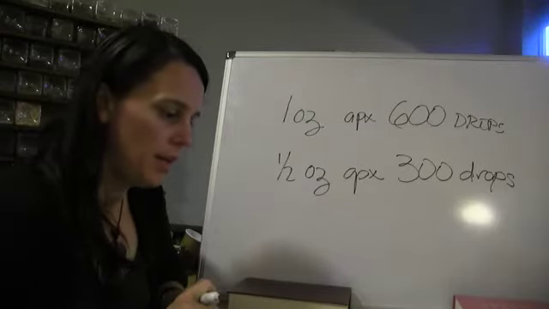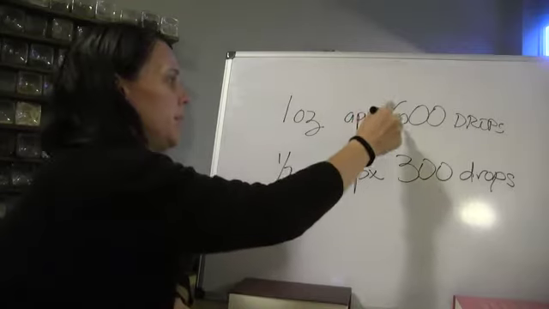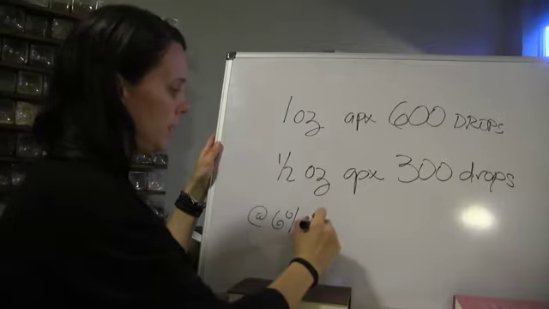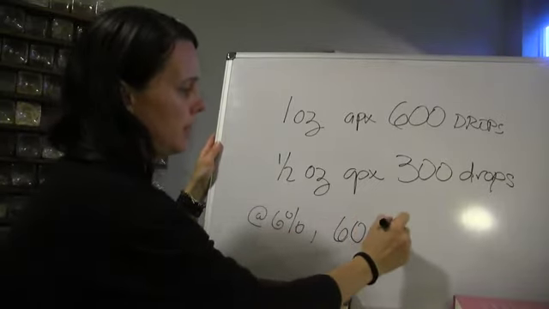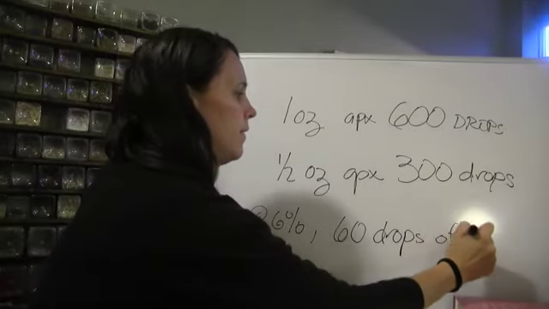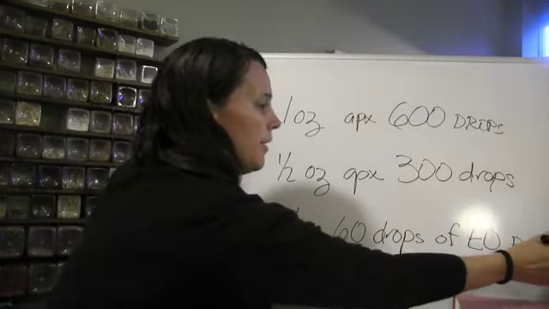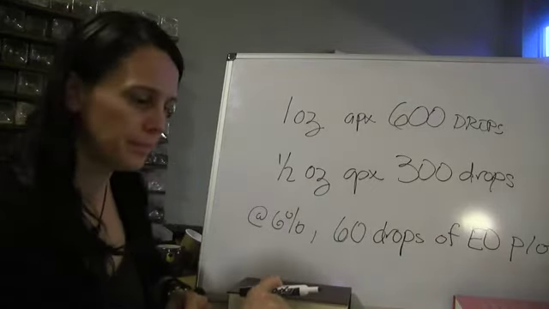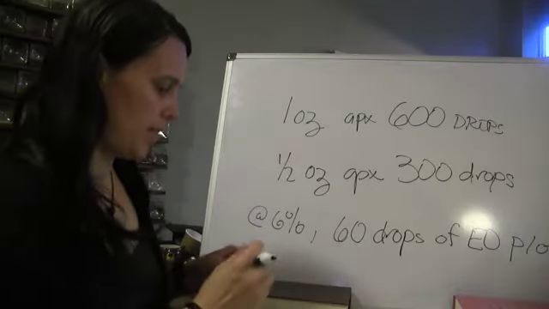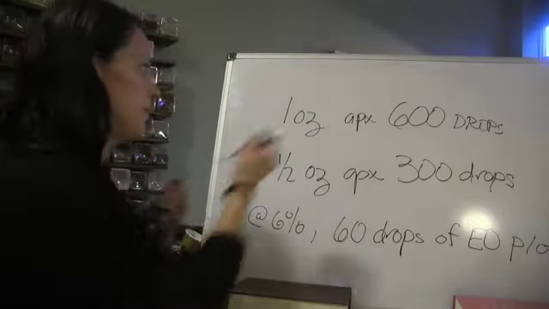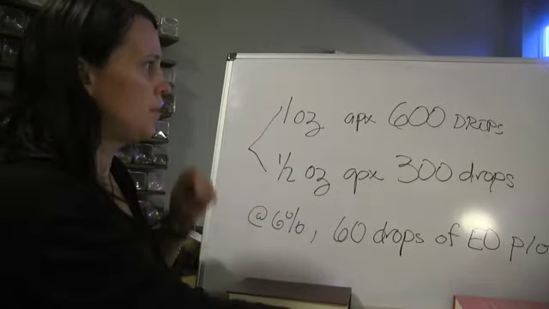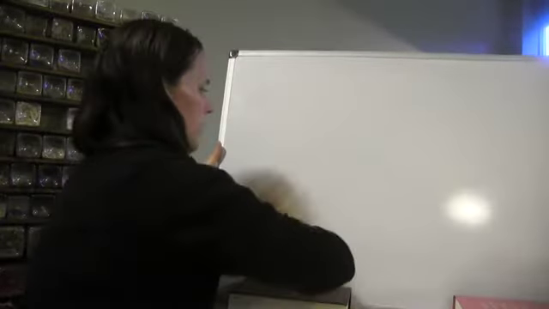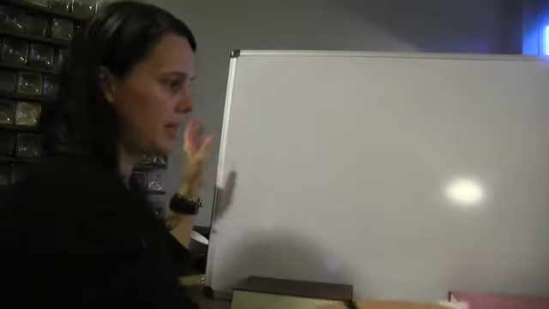And so based on that, at 6%, we get 60 drops of essential oil per ounce, or 30 drops per half ounce. And actually, I'm going to go ahead and write that on a separate one, but so 1 ounce is approximately 600 drops. And that's our starting place for the basic essential oil math.